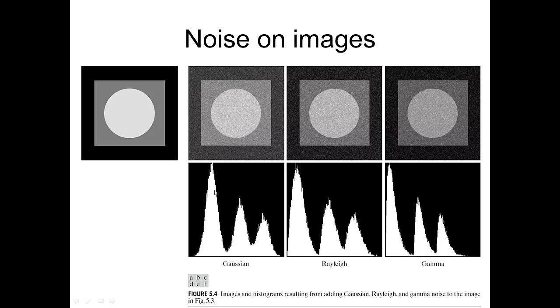This one is from the textbook. This is adding Gaussian noise on this image. This is adding Rayleigh noise on this image. This is adding gamma noise on this image.